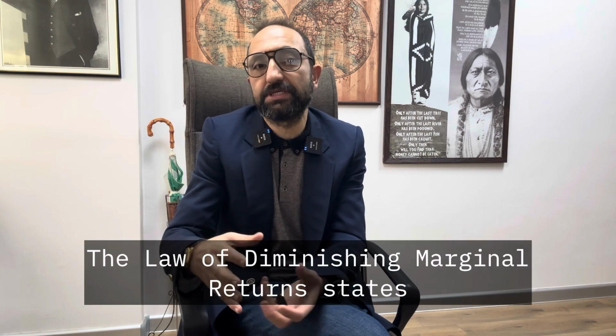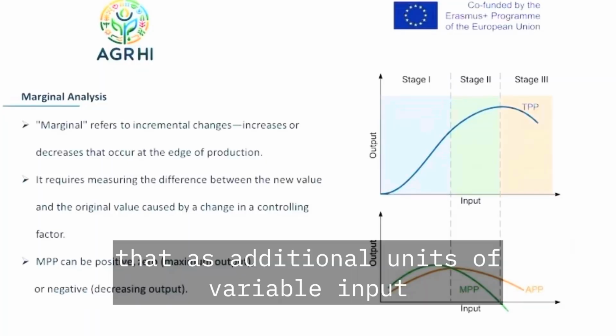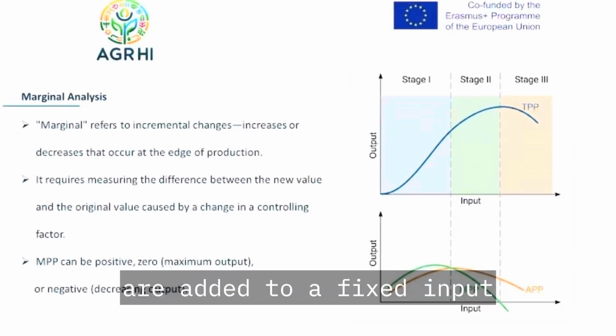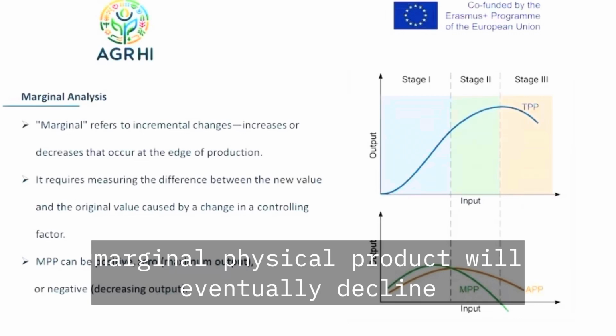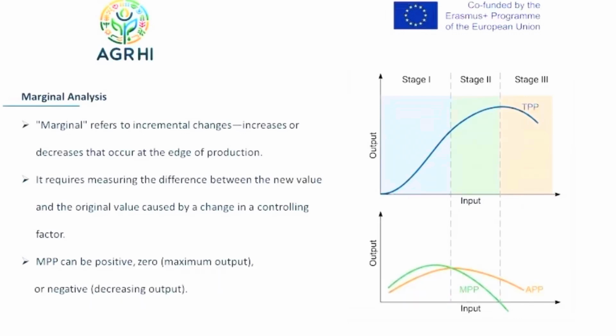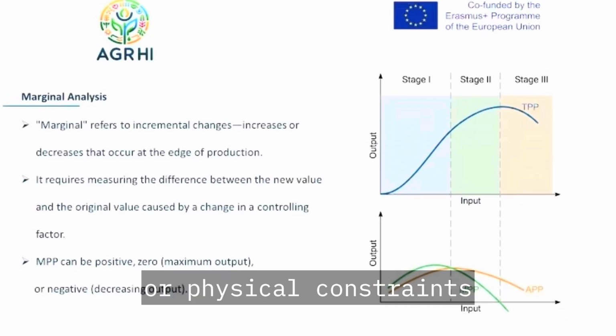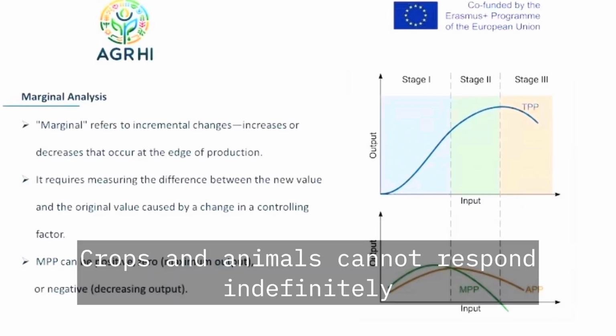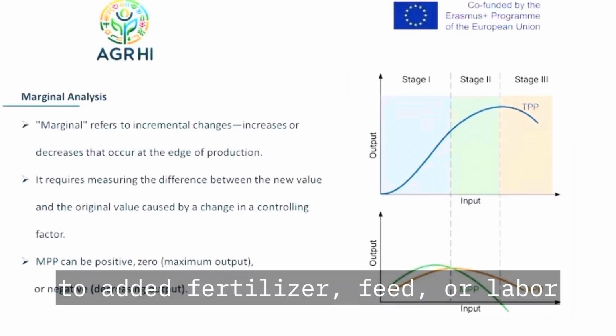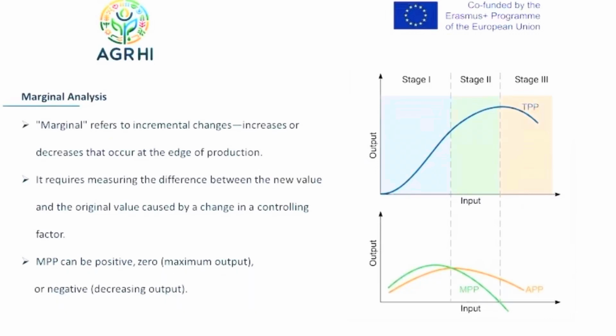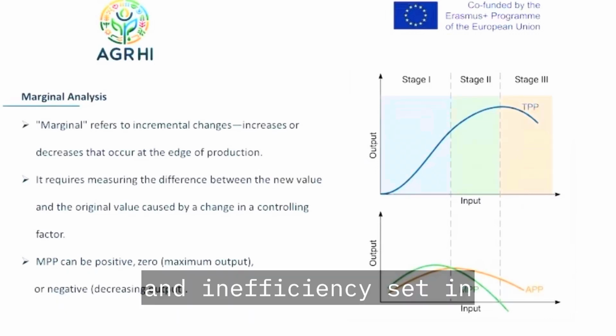The law of diminishing marginal returns states that as additional units of a variable input are added to a fixed input, marginal physical product will eventually decline. This law is driven by biological or physical constraints. Crops and animals cannot respond indefinitely to added fertilizer, feed, or labor. At some point, congestion and inefficiency set in.